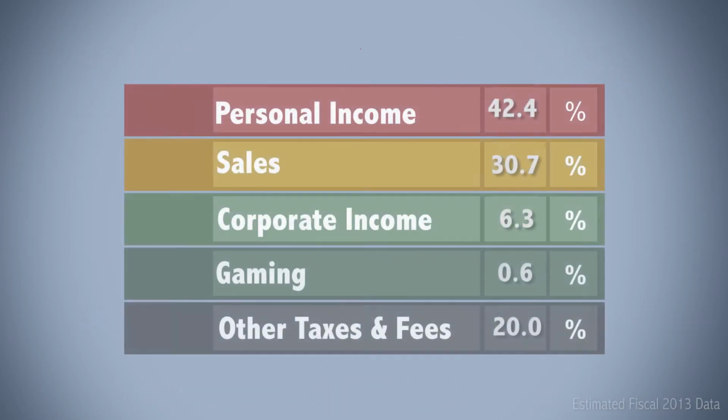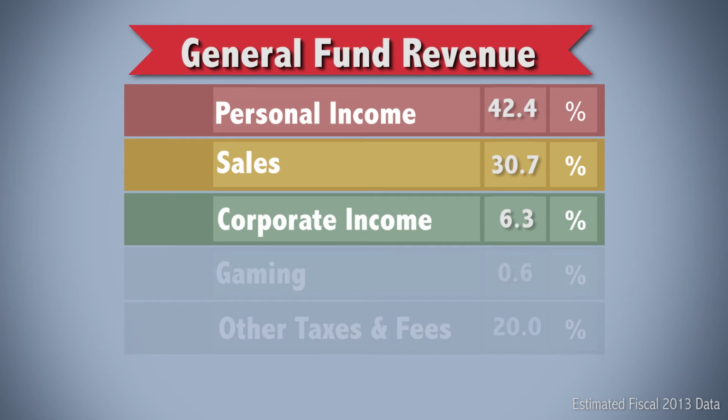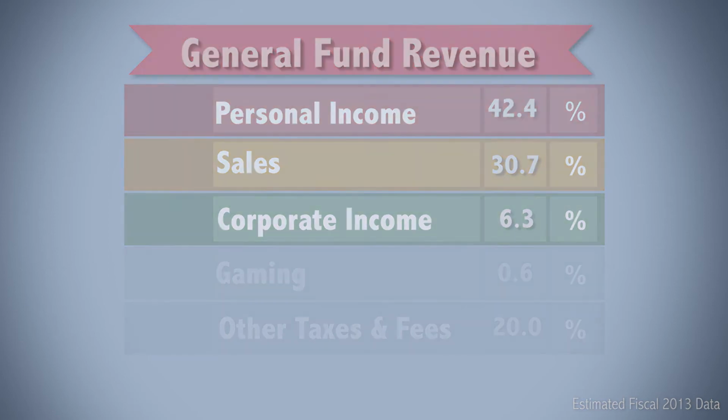Personal income, sales, and corporate income taxes are general revenue sources, meaning that for the most part, they're not designated or earmarked for anything in particular. The money raised from these taxes helps fund education, health care, and other core government services. Since much of the money from these taxes is not specifically earmarked, the governor and state legislature have some discretion as to how these general taxes are spent.